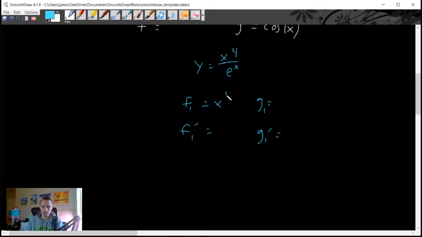So we would just say x to the fourth. And we always want to make g our bottom function. So that's just going to be e to the x. Then you want to think about finding the derivative of each of these things.